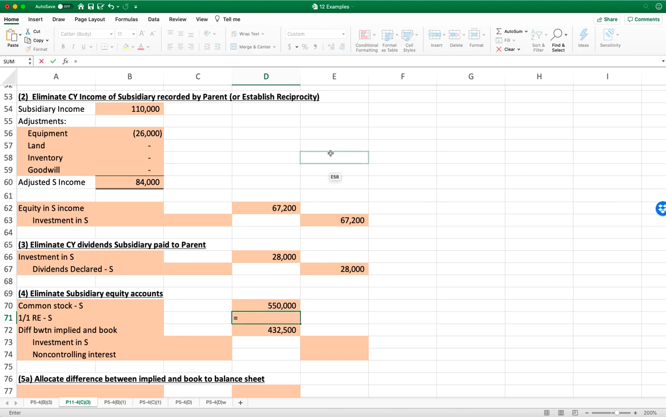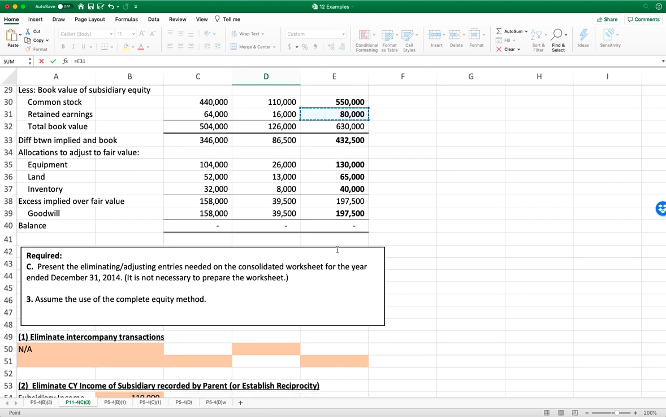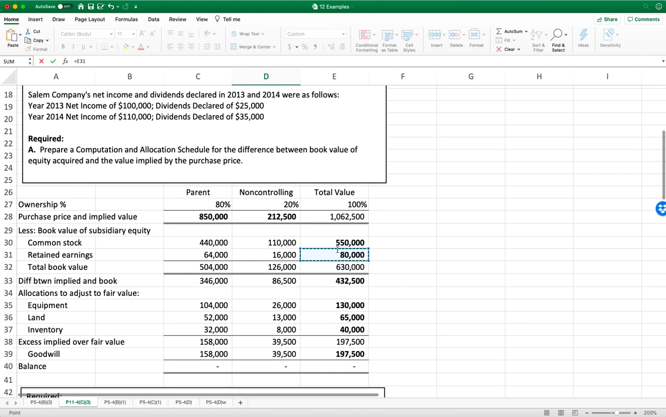So we know on the date of acquisition, it was $80,000. Since then, it would have increased when our subsidiary reported income. And we know our subsidiary reported income of $100,000 last year. And it would have decreased when our subsidiary declared dividends. And we know that our subsidiary declared dividends of $25,000 last year.